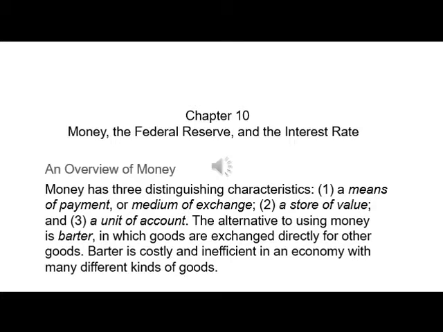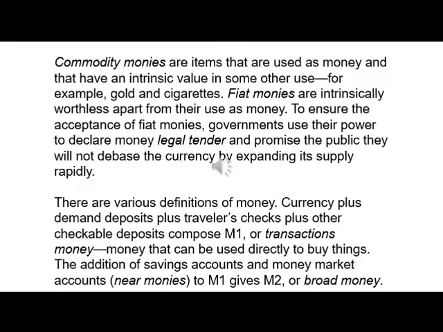Barter is costly and inefficient in an economy with many different kinds of goods. Commodity monies are items that are used as money and that have an intrinsic value in some other use, for example, gold and cigarettes. Fiat monies are intrinsically worthless apart from their use as money. To ensure the acceptance of fiat monies, governments use their power to declare money legal tender and promise the public they will not debase the currency by expanding its supply rapidly.